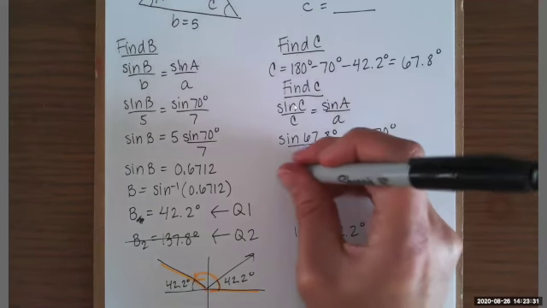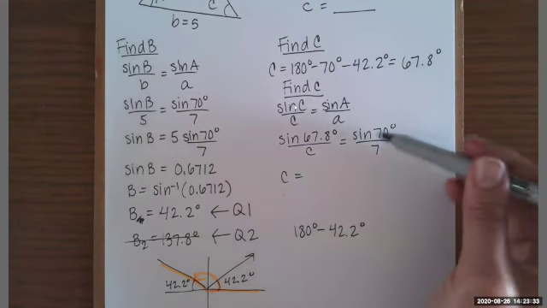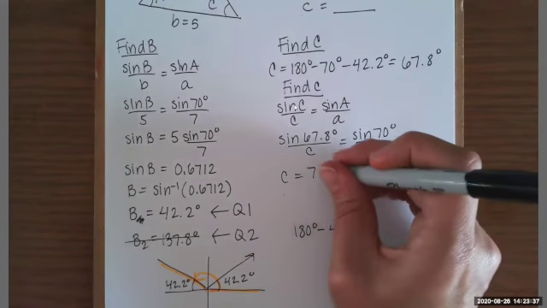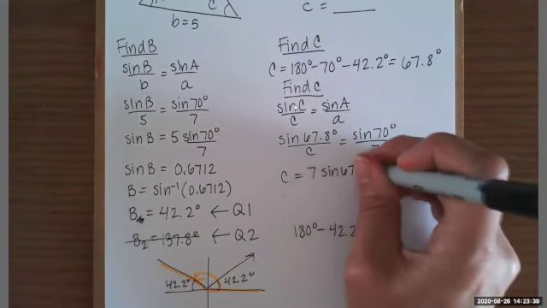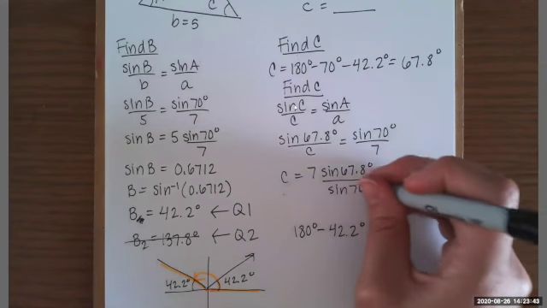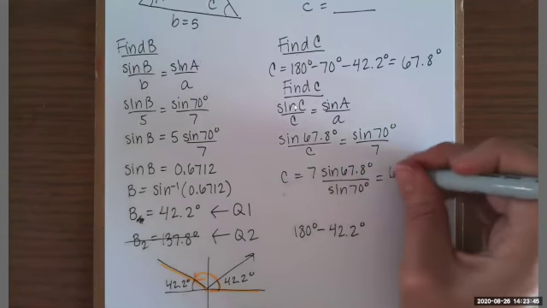Solving for C, we multiply both sides by C, then multiply both sides by this reciprocal. I get that C is 7 times sine of 67.8 all over sine of 70, which is 6.90.